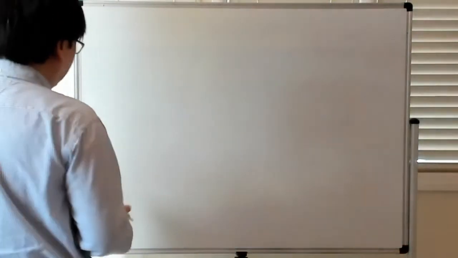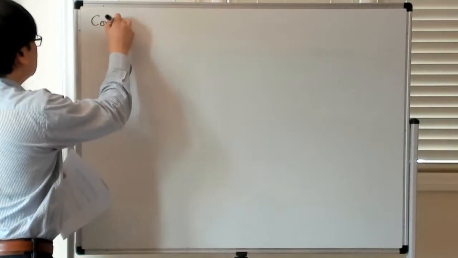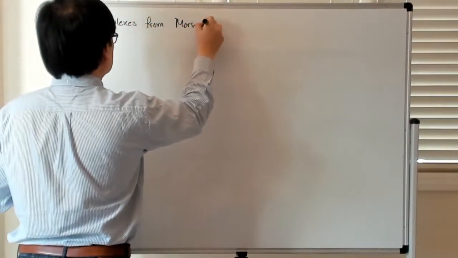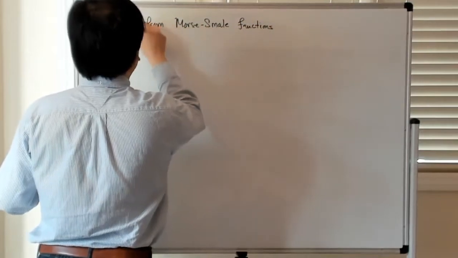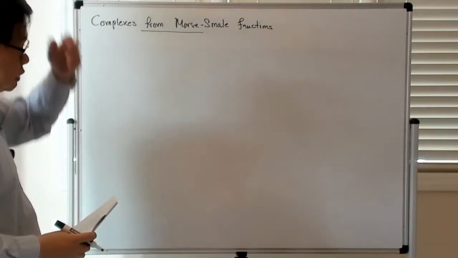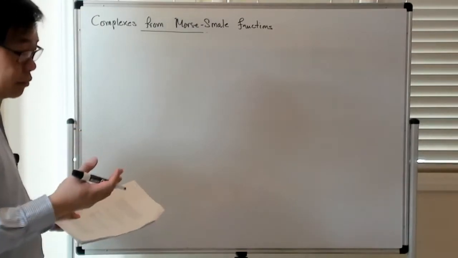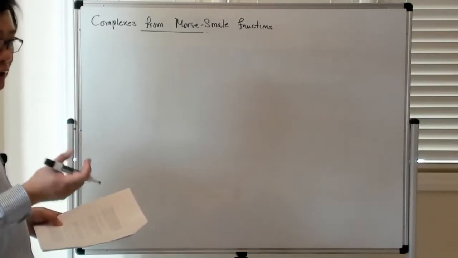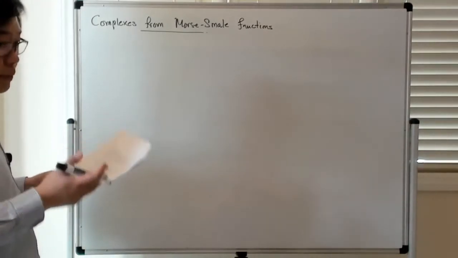Okay, so now let's talk about the complexes you can get from a Morse-Smale function. As you recall, when we were talking about Morse-Smale functions, what we were trying to do was construct something like a Morse function, but with additional genericity assumptions, which then allows you to look at the stable manifolds of the gradient flow of the Morse-Smale function, and then try to form a complex out of that.